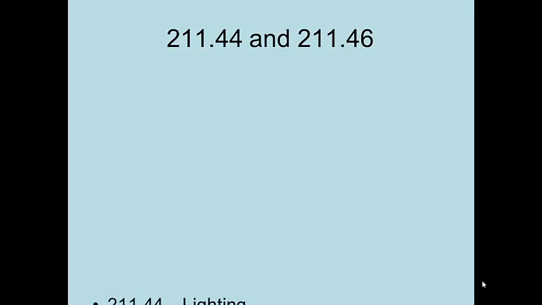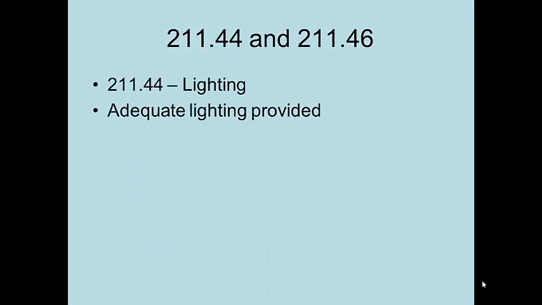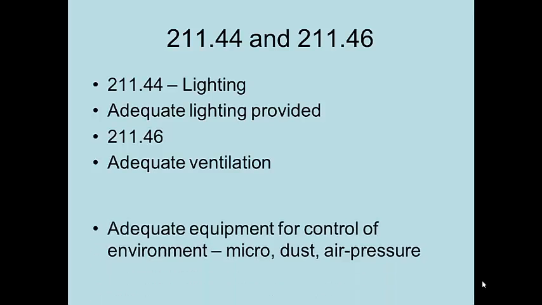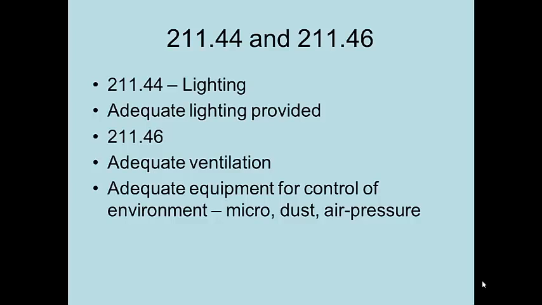211.44 and 46. 44 covers lighting. There'll be adequate lighting provided. It doesn't tell you what is adequate. You define that. 46 talks about adequate ventilation to control whatever it is you need to control. Adequate equipment for control of the environment, microbiological, dust, air pressures, airflows, whatever it is, it's there to control it. Air filtration shall be provided.